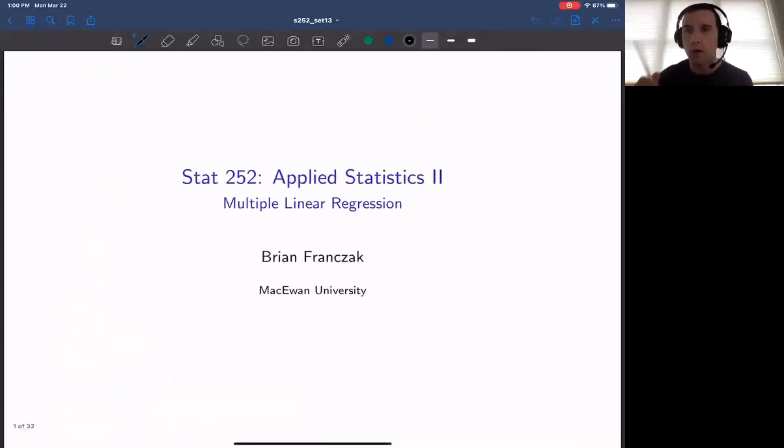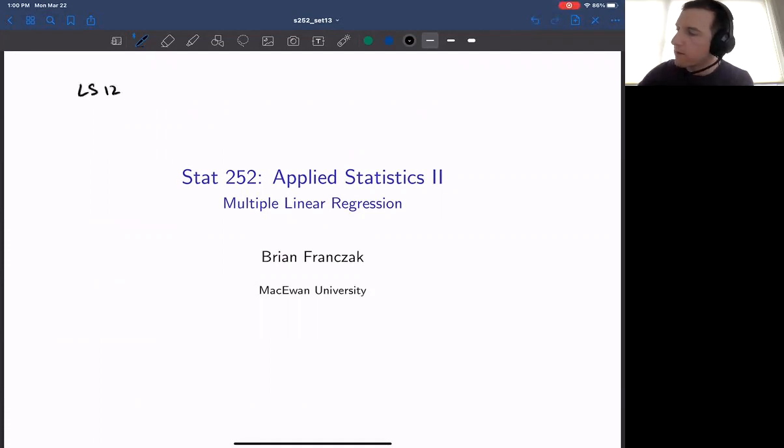Okay, so we are getting very close to the end of the course now. This is the 13th lecture set, which is our last lecture set for Stat 252. And you can see that the topic of this is multiple linear regression. So this would be the general case of what we studied in lecture set 12.